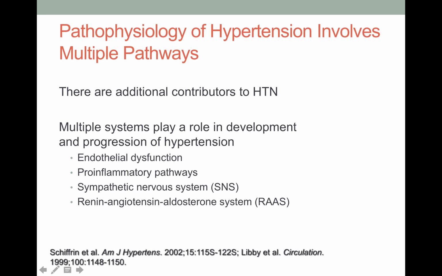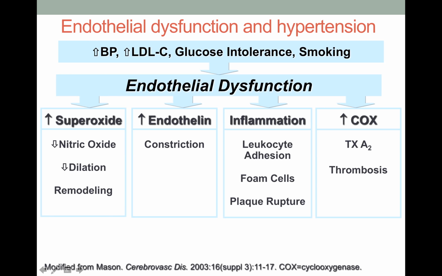Okay, so when we think about pathophysiology of hypertension, it involves multiple pathways, and so far 4 are really focused on. Of course, there are additional contributors to hypertension, but here are these systems that are thought to play a big role. So endothelial dysfunction, pro-inflammatory pathways, the sympathetic nervous system, and the renin-angiotensin-aldosterone system, otherwise known as RAS. So the upcoming slides are really going to go through each one of these individually, and we're going to start with endothelial dysfunction. Okay, so remember that endothelium is the innermost layer of the arterial wall.